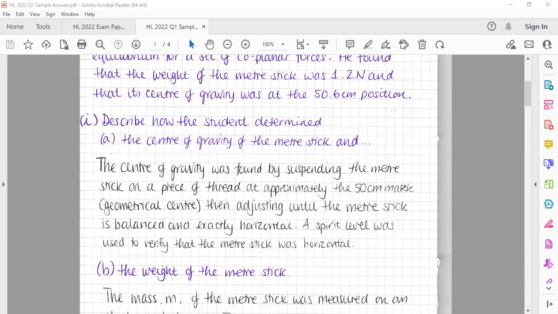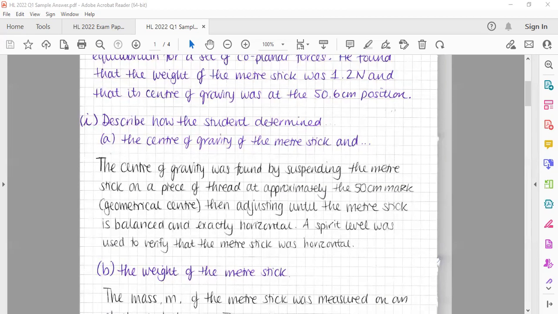So you want to know, how did the student find out the center of gravity? The center of gravity was found by suspending the meter stick on a piece of thread at approximately the 50 centimeter mark. I'm going to stop there. Likely what you did when you did this experiment, and there are a few ways of doing it. So this is where you might say, oh, well, I balanced it on my finger, or I did something like that. Is that okay? You can let me know.